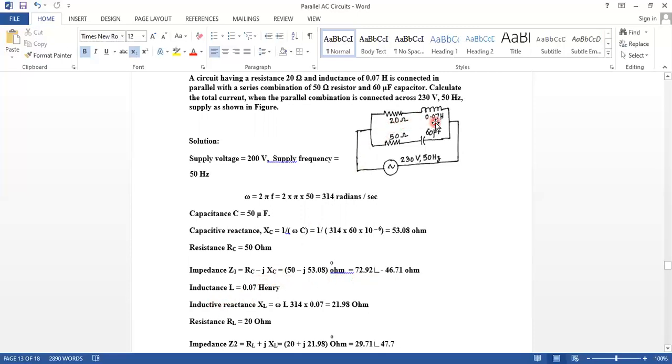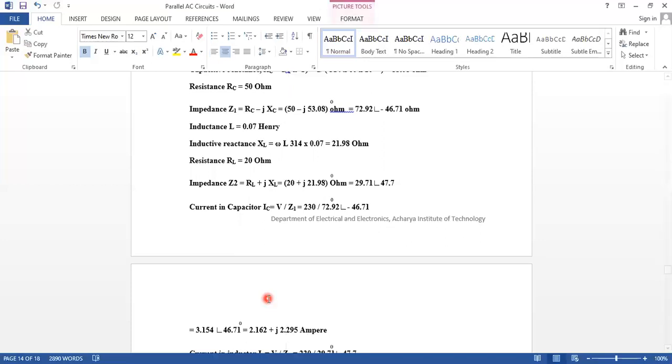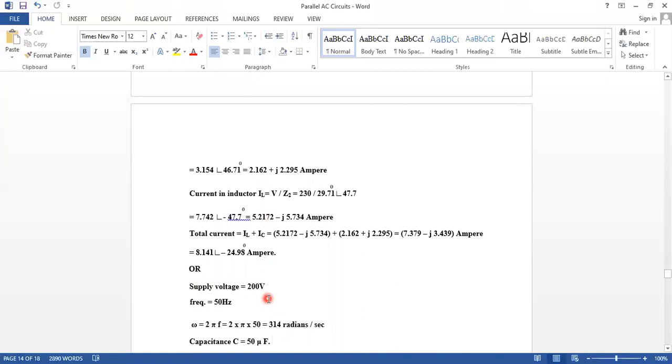Okay, next, to find this impedance, first we need to find the inductive reactance. By finding inductive reactance, you get the impedance of the second branch as RL plus JXL. Okay, you get this value. Now you find the current in the capacitor branch, V by Z1. Then you find the current in the inductor, V by Z2. And then the total current is the sum of the current in the inductor and the capacitor. Okay, this is one method what I told you.